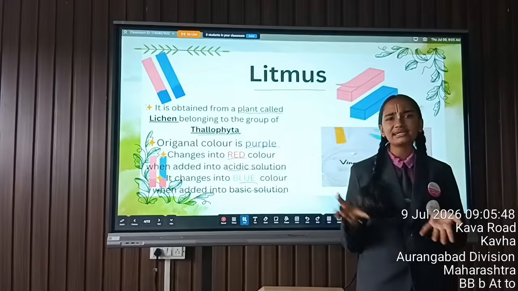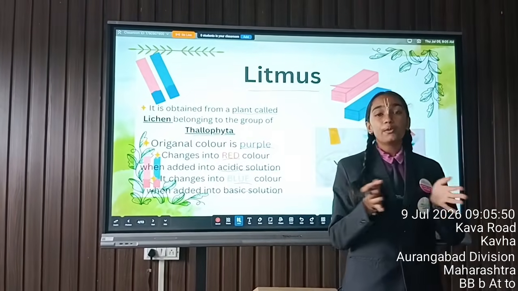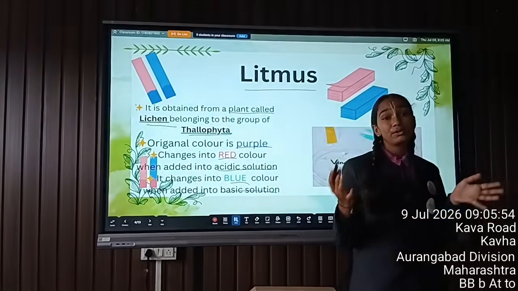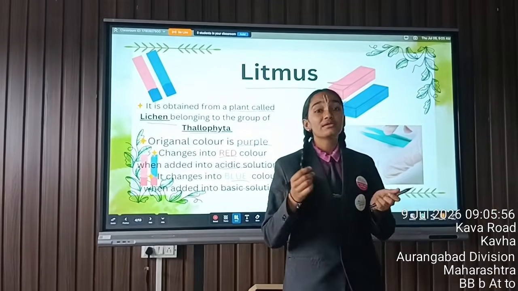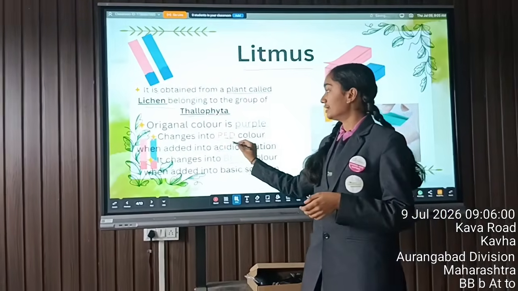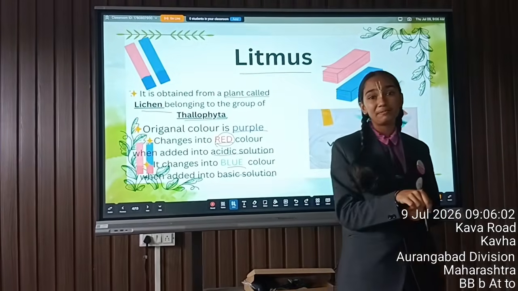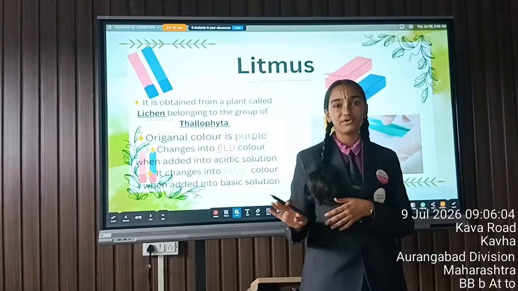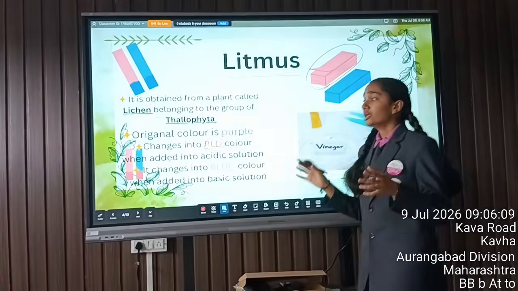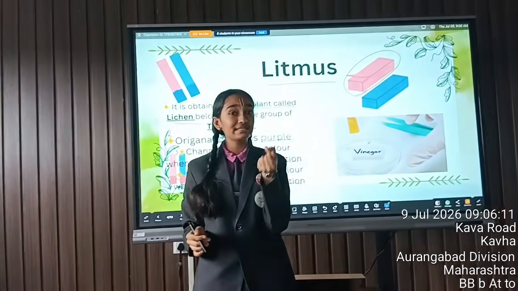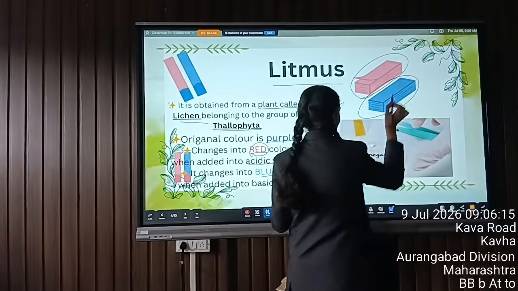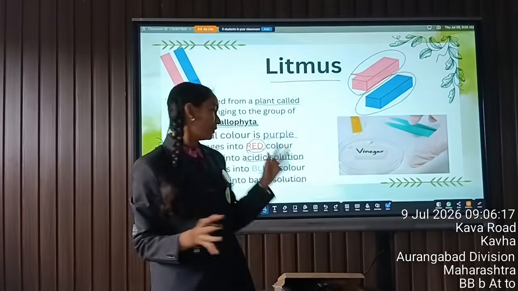Now, how exactly is this litmus paper made? When we obtain the plant lichen, it is ground and a solution is made, and then some amount of acid is added to it. Then it changes into red color, and then paper is dipped in, and the paper is dried for some hours. Then we get this red color paper. And if we add some amount of base to that lichen solution, then we get this blue color litmus paper. This was all about the litmus.